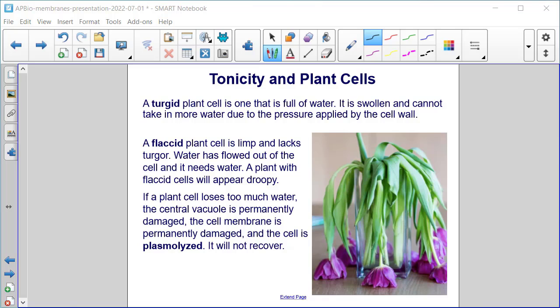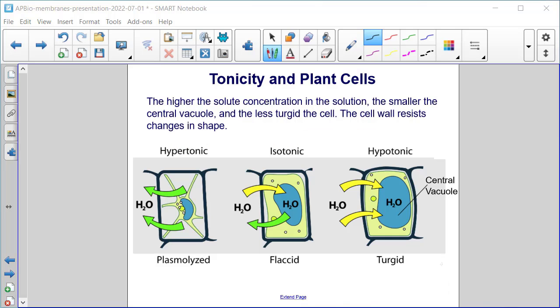If a plant cell loses too much water, the central vacuole is permanently damaged, the cell membrane is permanently damaged, and the cell is plasmolyzed. It will never recover. The higher the solute concentration in the solution, the smaller the central vacuole and the less turgid the cell. The cell wall resists changes in shape. So you can see in this hypertonic solution, water goes rushing out. We don't have enough water and we end up with a plasmolyzed cell.